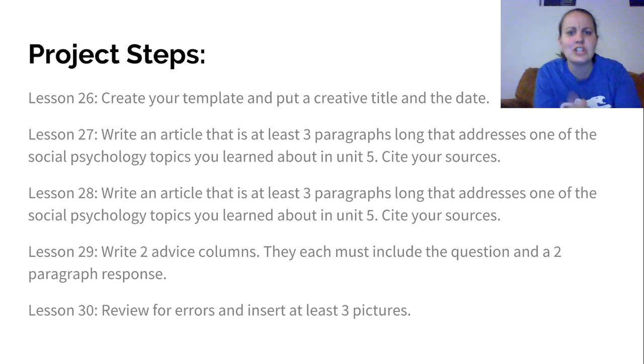Lesson 30 is your cleanup one. You're going to look through it. You're going to find any errors you might have with spelling, punctuation. You're going to make sure your columns look nice. You're also going to make sure you have 3 pictures. If you want 100%, you have to put in 3 pictures. Newsletter's got to look pretty. And you're going to, again, check for that spelling and just make sure everything looks great. And once it looks good, you're going to turn it in to me, and I'll grade it for you.